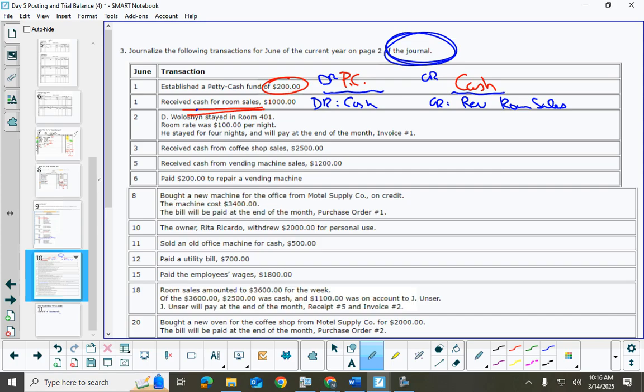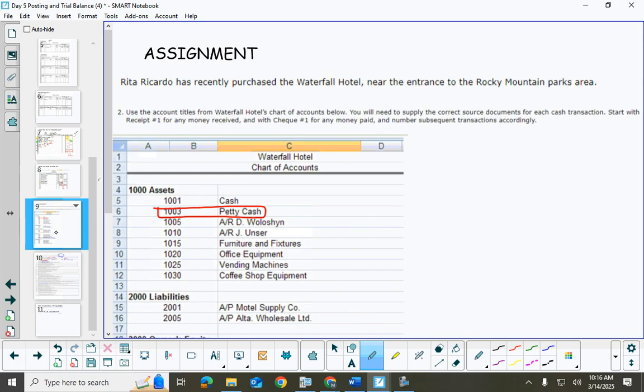Dr. Woloshin stayed in room 401. Room rate was $100 per night. He stayed for 4 nights and will pay at the end of the month, invoice number 1. Okay, so 4 nights. So that's going to be $400. Now, he hasn't paid you yet. He's going to pay you. So somebody who hasn't paid you yet, that is an accounts receivable. They owe you money.